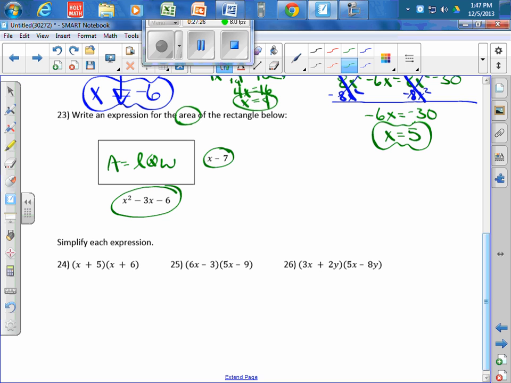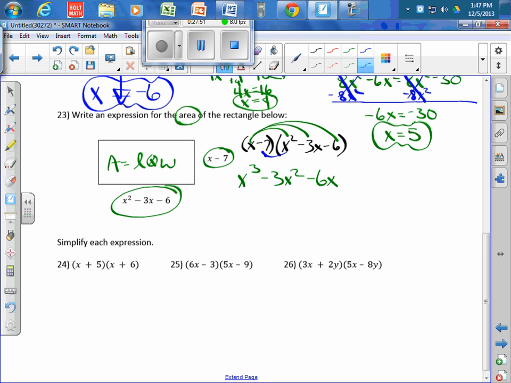So you're going to be taking x minus 7 times x squared minus 3x minus 6, which means take the x times all three of these guys. X times x squared is x to the third. X times negative 3x is negative 3x squared. X times negative 6, negative 6x.